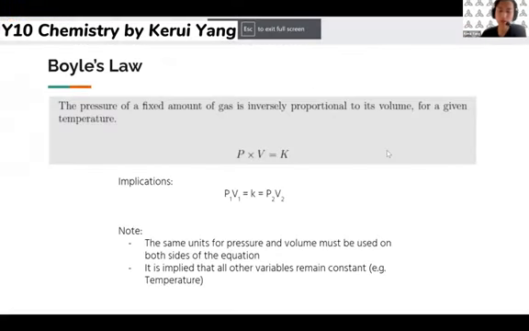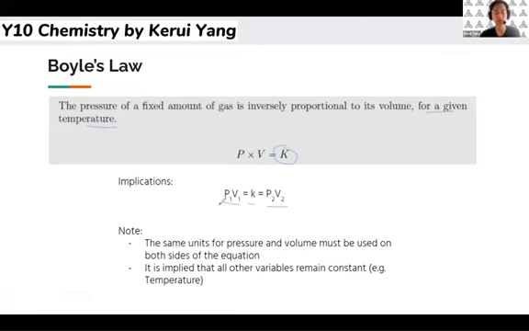And finally, our implication. For the same temperature, K will be the same, and therefore P1 V1 equals K equals P2 V2. Cool. And a really important note here is that you must use the same units of pressure and volume on both sides of the equation. So this is like our dilution formula, remember? You must use the same.